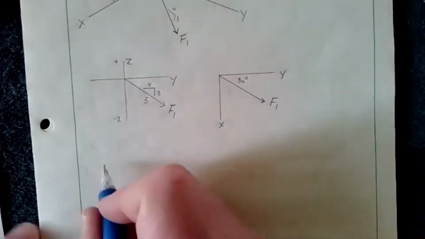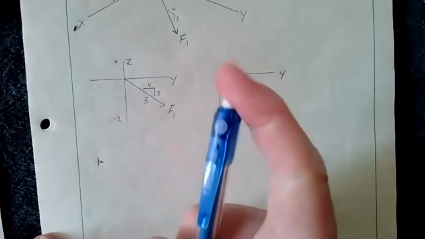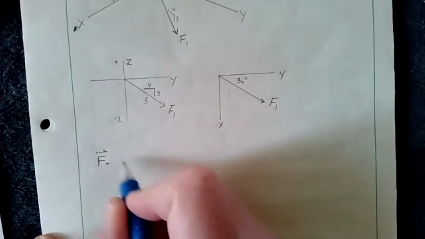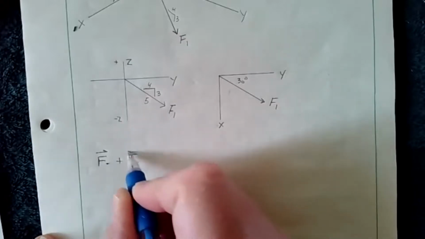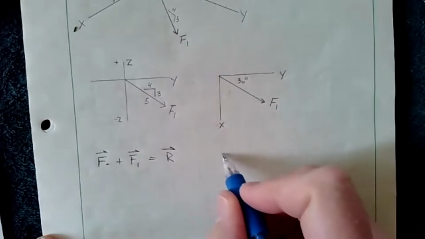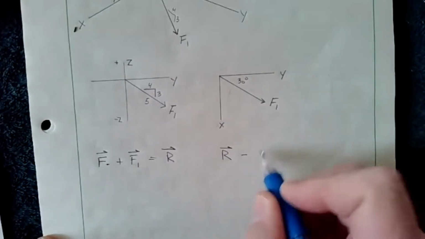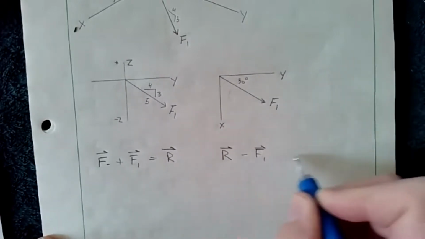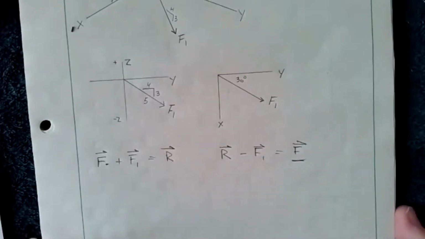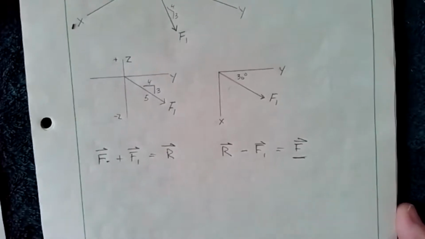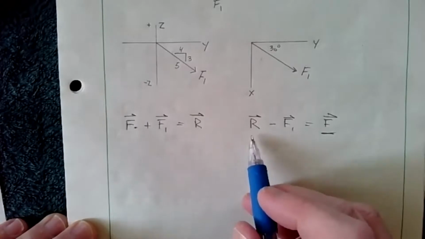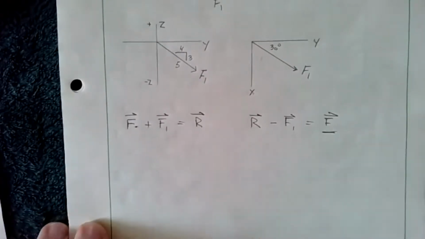we know that our force F plus F1 equals the resultant. So essentially the resultant minus F1 is going to give us F, and that's what we're looking for. So let's first find the components of F1, since we already know what R is. Let's find F1.